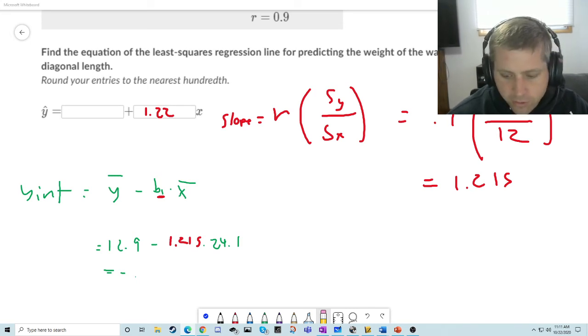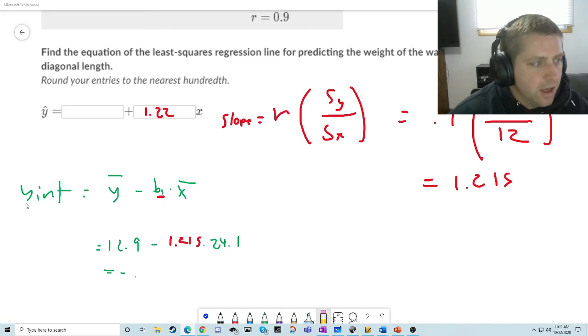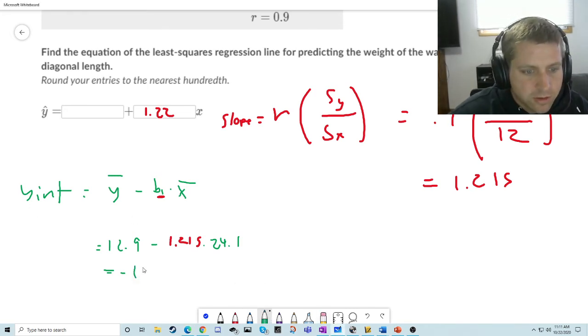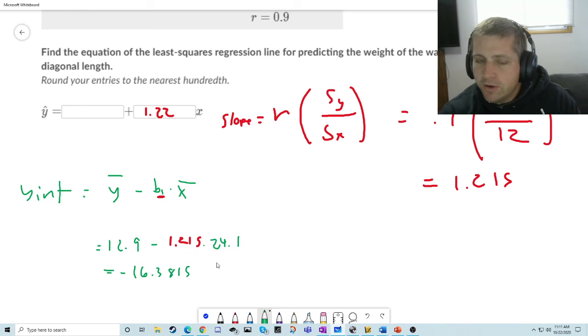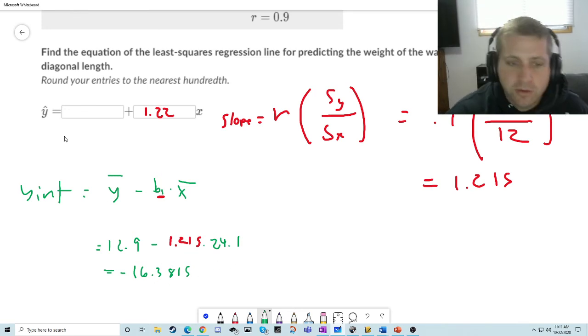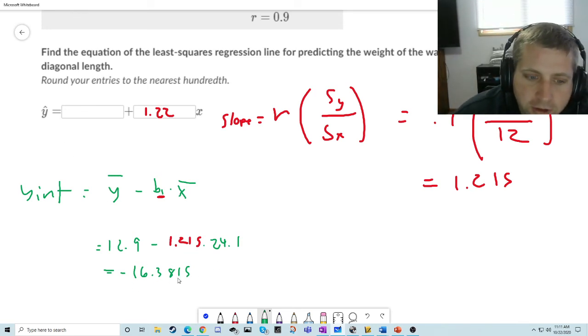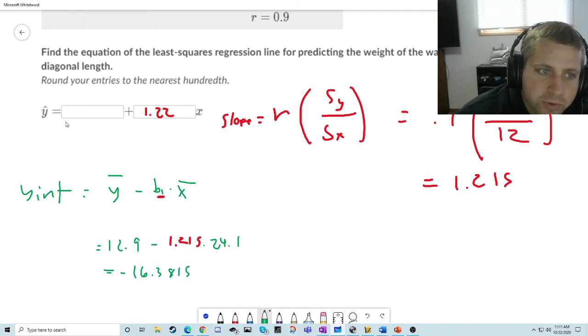Times 24.1. Okay, I got negative 16.3815. So I'm going to use my unrounded value to solve the problem, and I'm going to use my rounded value to put in the answer. So this is round to the nearest hundredth. That's the 8, so the 1 makes it round down to the 8. So it's going to be negative 16.38.